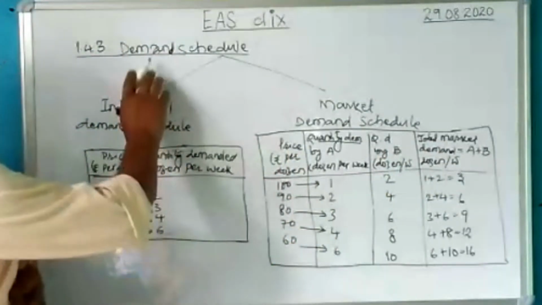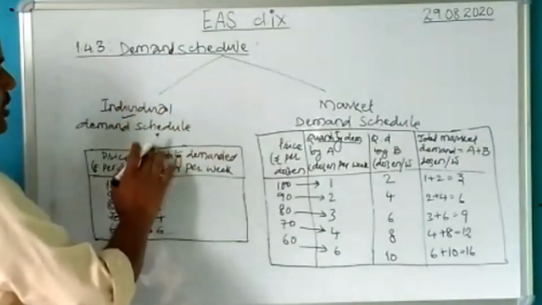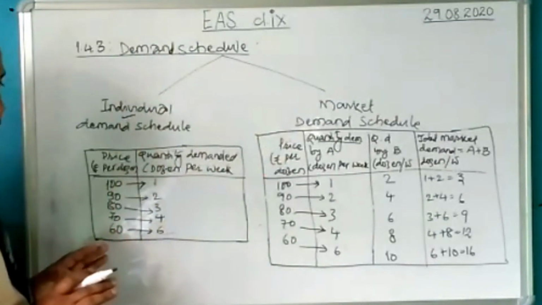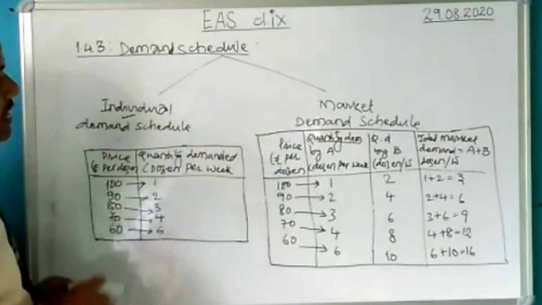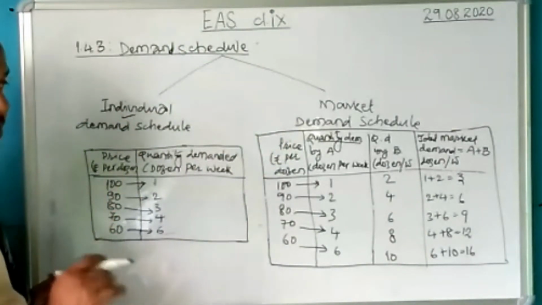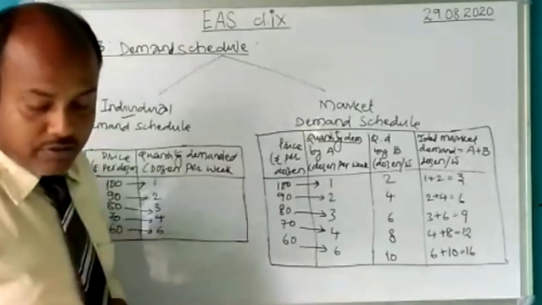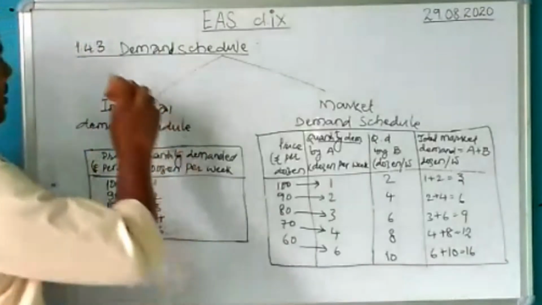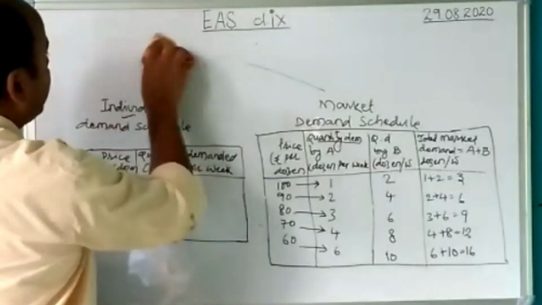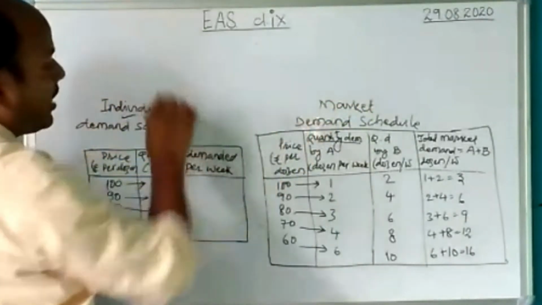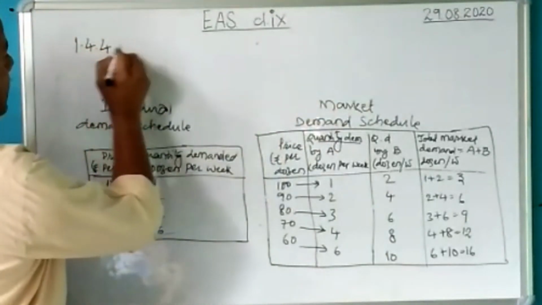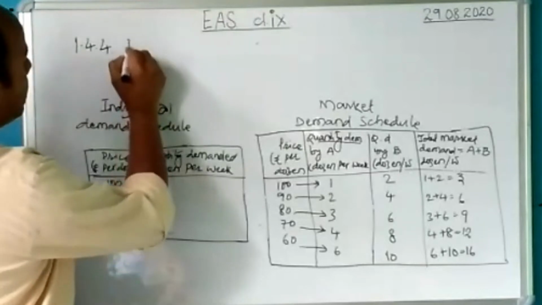So dear children, this is the concept of demand schedule. Two types: individual demand schedule and market demand schedule. Alright, this much should be clear to you. And now on the basis of this, we can draw the curve. So we will draw the curve now. Please don't go anywhere. Let us continue. After 1.4.3, the very next topic will be 1.4.4, and this will be demand curve.